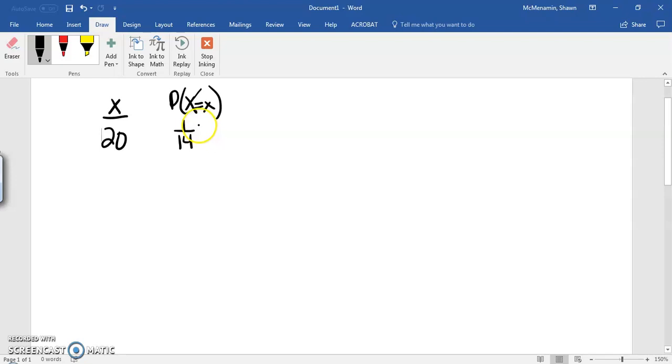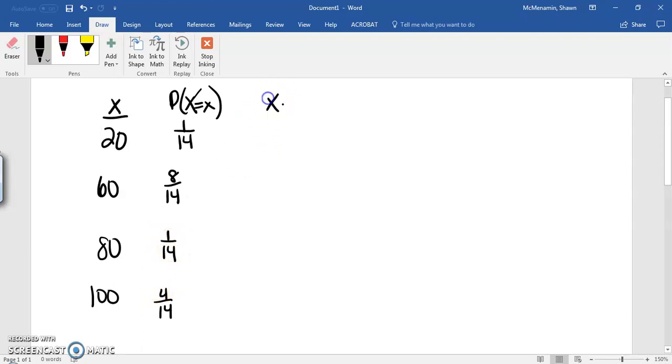Then it says 8 classes have space for 60. So for 60, the probability is going to be 8 out of 14. 8 have a size of 60. And then it says 1 class, so 1 out of 14, has space for 80 students. And 4 classes, so 4 out of 14, have space for 100 students. And 1 plus 8 is 9, plus 1 is 10, plus 4 is 14.